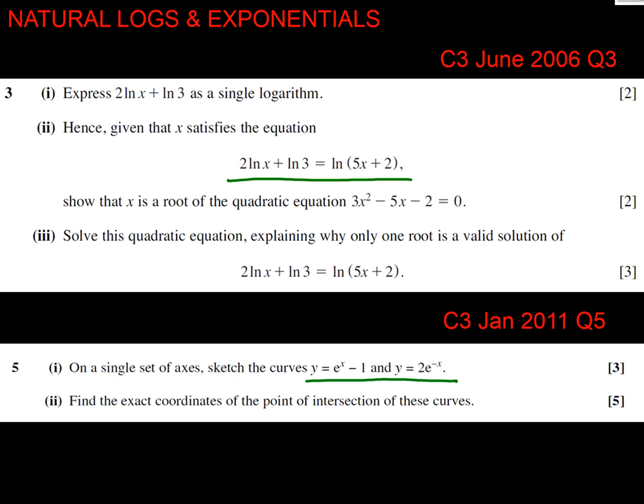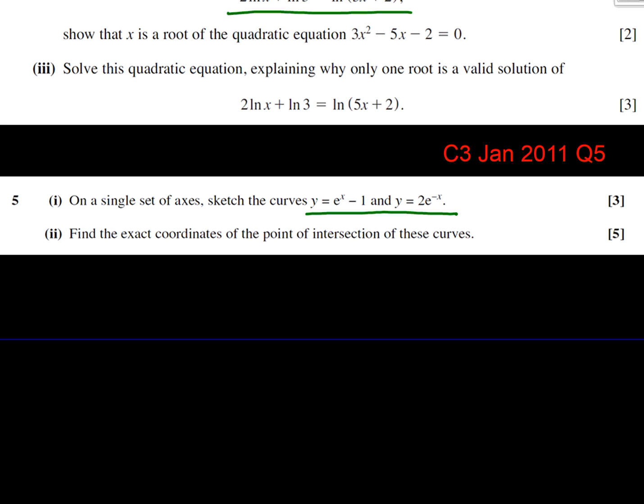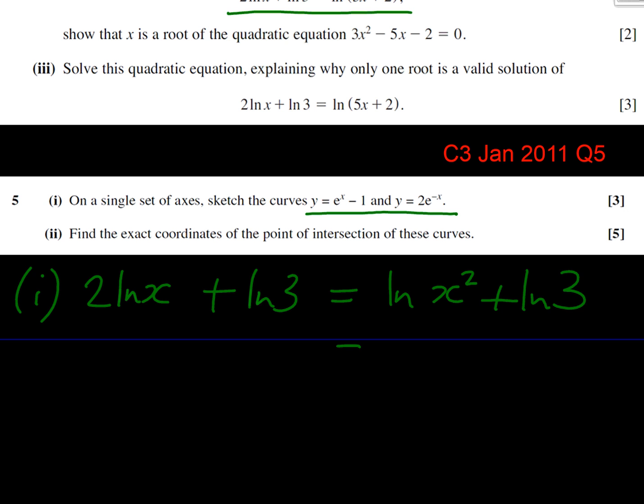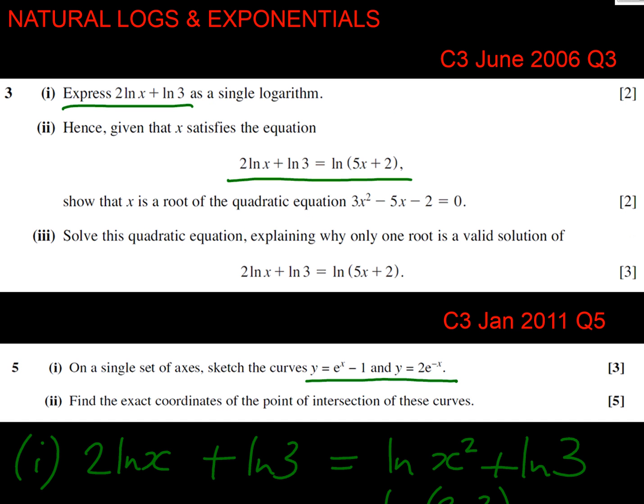Firstly then, express 2 log x plus log 3 as a single logarithm. Well, all our log laws work, don't they? So 2 log x is going to be log of x squared, because that's effectively x times x, if we've got log x plus log x. And there's our log plus our log 3, and if we're adding 2 logs we're multiplying them, so that's the log of 3x squared. That was easy. Got a mark or 2 there, wasn't it? There we go. Yeah, 2 marks for that.